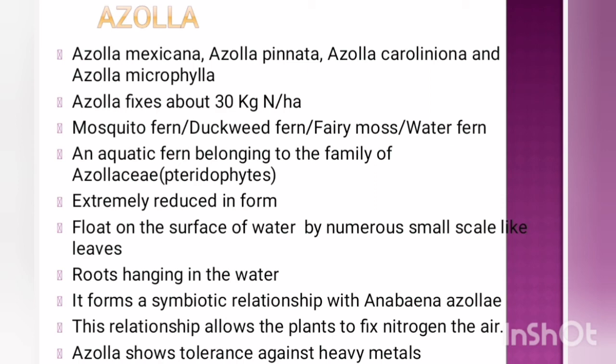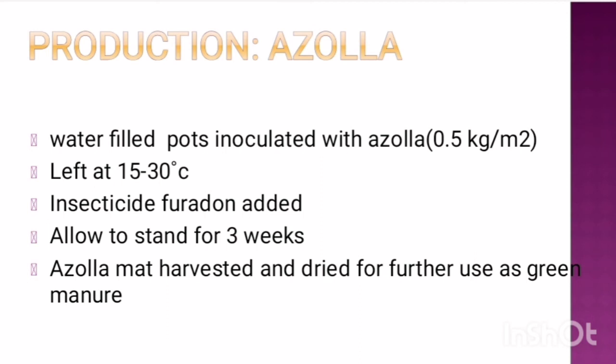Next, we can move to the production of Azolla. Production of Azolla is simple, that is, water-filled pots are inoculated with Azolla, 0.5 kilogram Azolla required per square meter. Then these pots are left at 15 to 30 degrees Celsius. Insecticide furadan is added to the water. Then allow to stand for 3 weeks. After 3 weeks, the Azolla mat is harvested and then dried. Then it can be used as green manure.